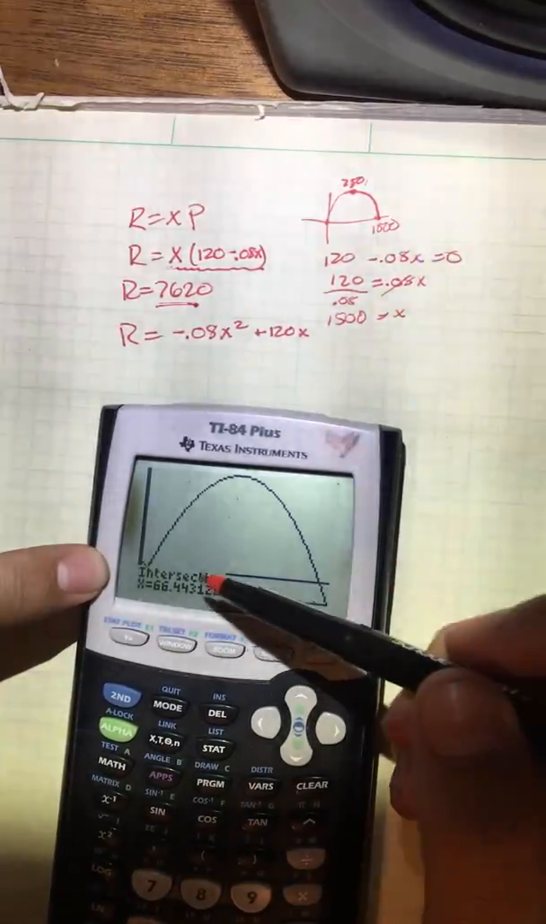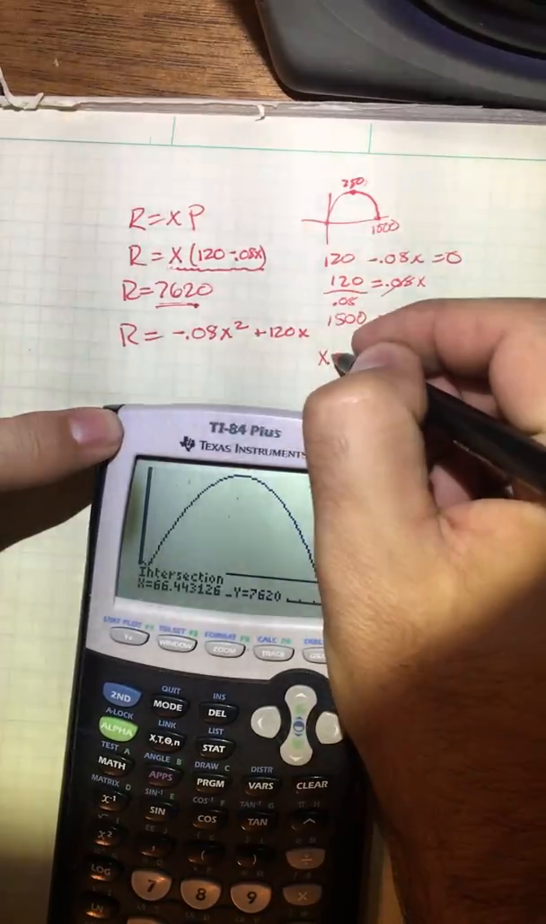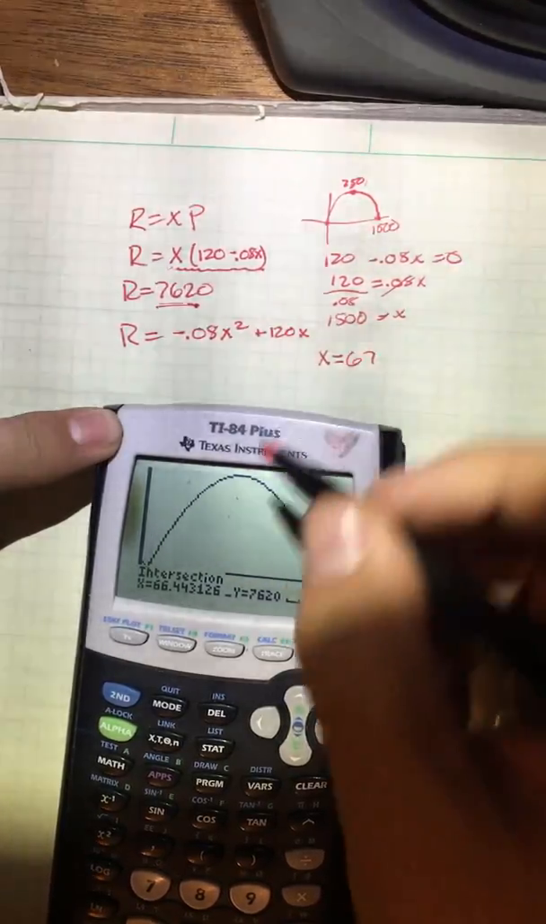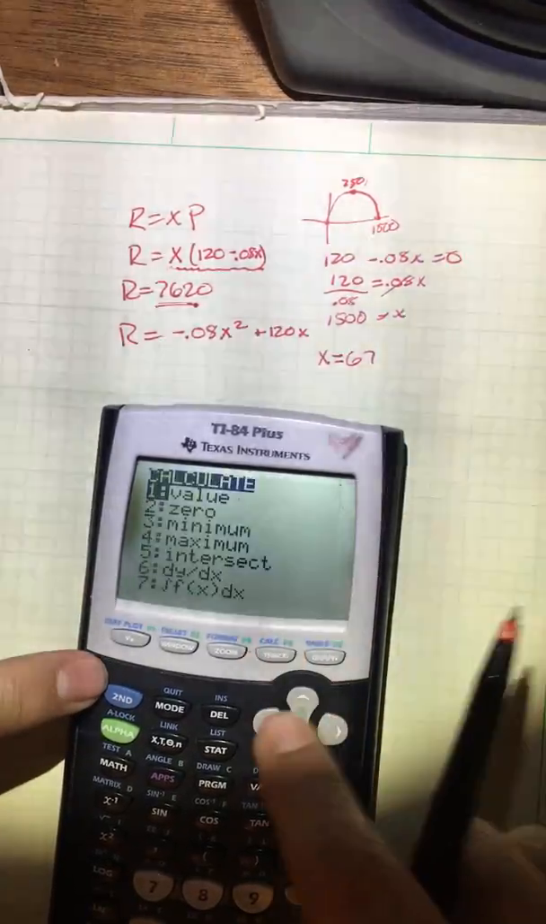And that point has an X value of 66.4. So we'll call that X is 67, right? Because I can't make 66.4 items. You can hear my dog barking.